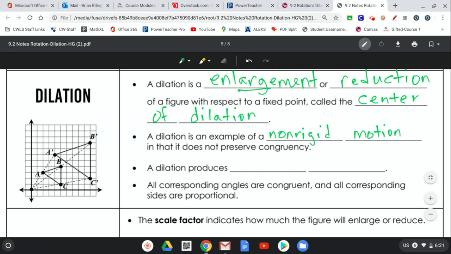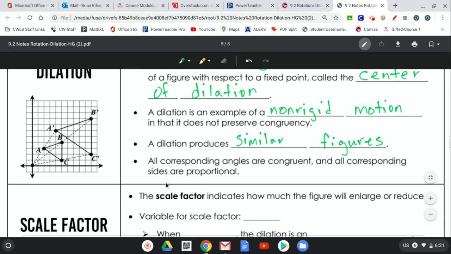So a dilation produces a similar figure. Think back to chapter 7 when we did similar figures and we used proportions to solve for missing sides in the figures. So think back to proportions. All corresponding angles are congruent, remember, and all corresponding sides are proportional. That's the definition of what a similar figure is. Okay, so a little review of chapter 7.